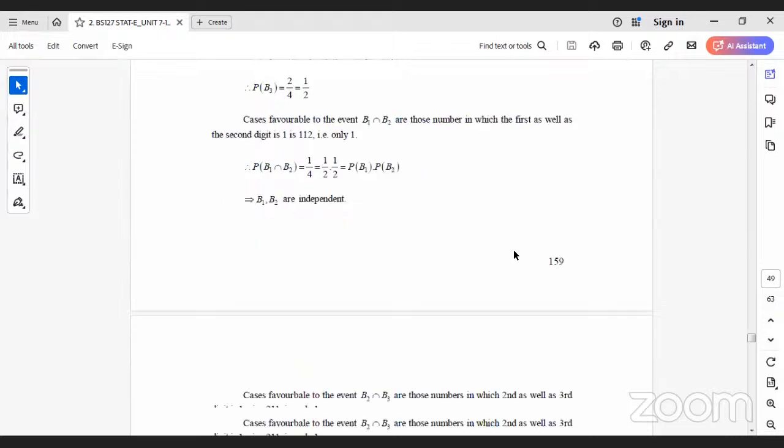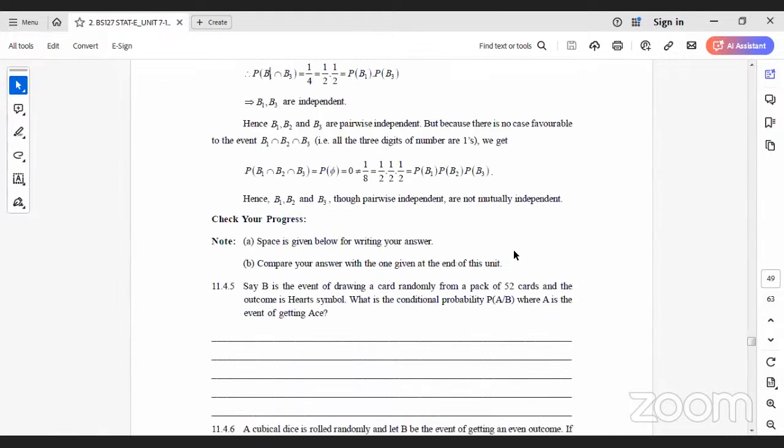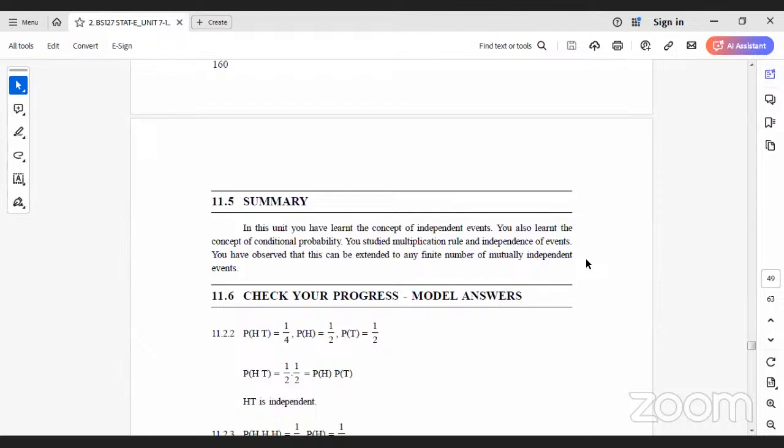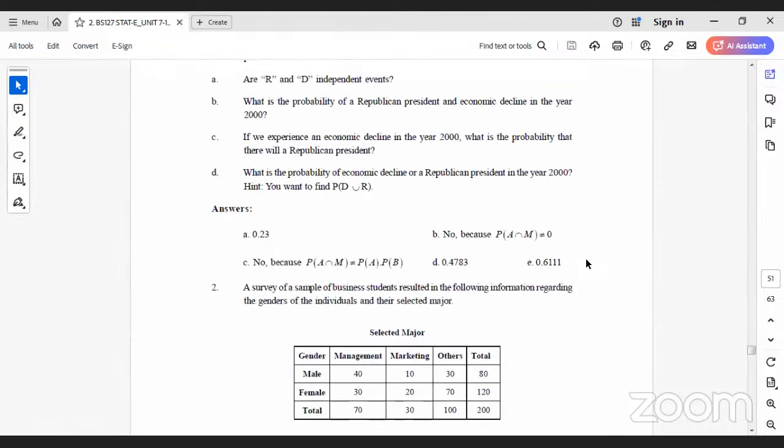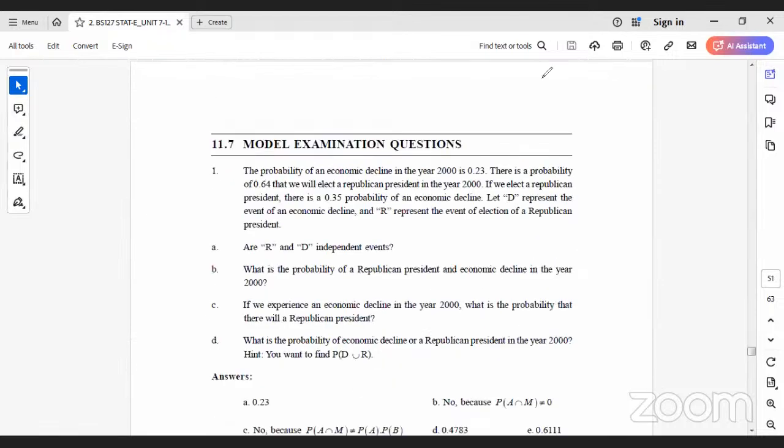B1 intersection B2, B2 intersection B3, B1 intersection B3 are equal, that is correct. But P of B1 intersection B2 intersection B3 is not equal to 0, so they are pairwise independent but not mutually independent. Clear? Clear. Not mutually independent. Most important.